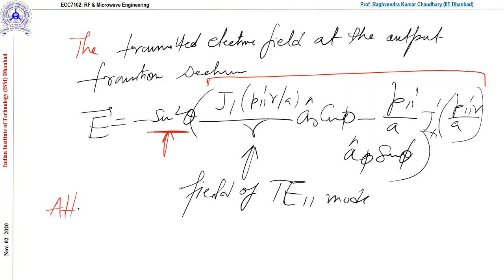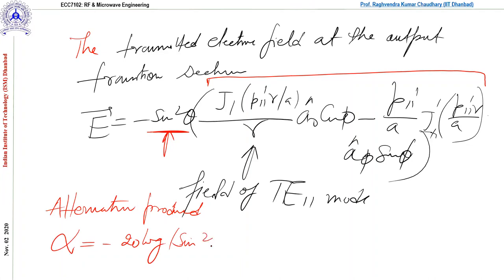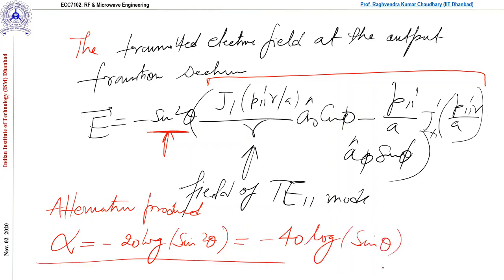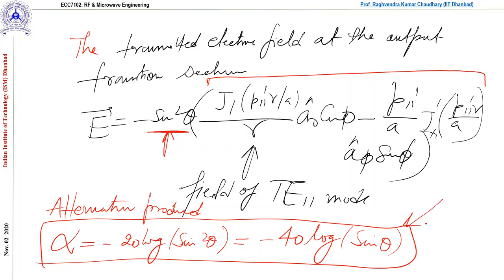So I should write attenuation produced alpha is equal to minus 20 log sine square theta. So what is that? This is minus 40 log sine theta. Now you have a formula here. Now the rotation angle is going to govern your alpha, which is attenuation, correct? This is attenuation.